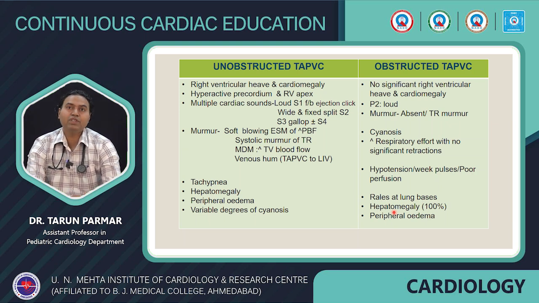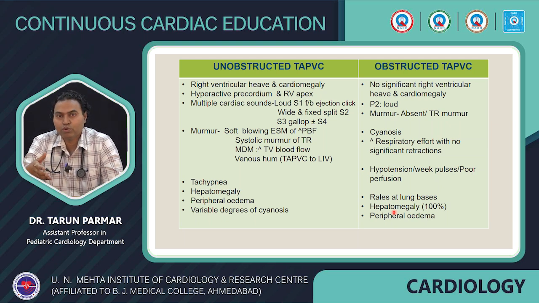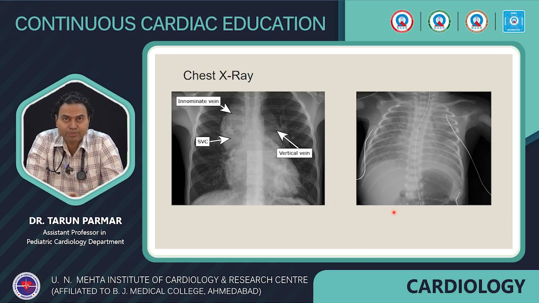In obstructed TAPVC, there is no significant RV heave or cardiomegaly. P2 is loud, and the murmur is absent or a TR murmur is there. There is marked cyanosis, increased respiratory effort with no significant retraction, which is different from a respiratory cause of illness. Then there is hypotension, weak pulse and poor perfusion because of the low cardiac output, and there are rales at the lung bases, and there is hepatomegaly and peripheral edema. These patients are very sick.